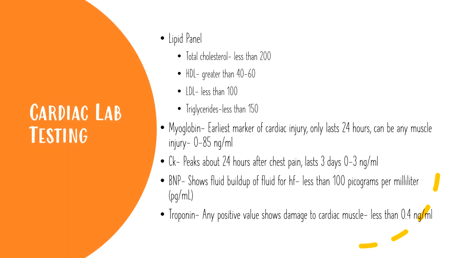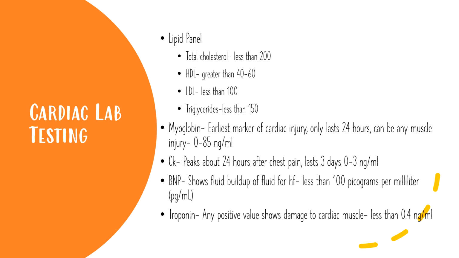Cardiac lab testing. So we've talked about lipids before in our other classes. These are just repeating the things again. So total cholesterol less than 200. Our HDL is our happy or our healthy cholesterol. The higher that is, the better. And then the LDL, we want that less than 100. Triglycerides less than 150. Myoglobin is an earlier indicator of cardiac injury and can be any muscle injury.